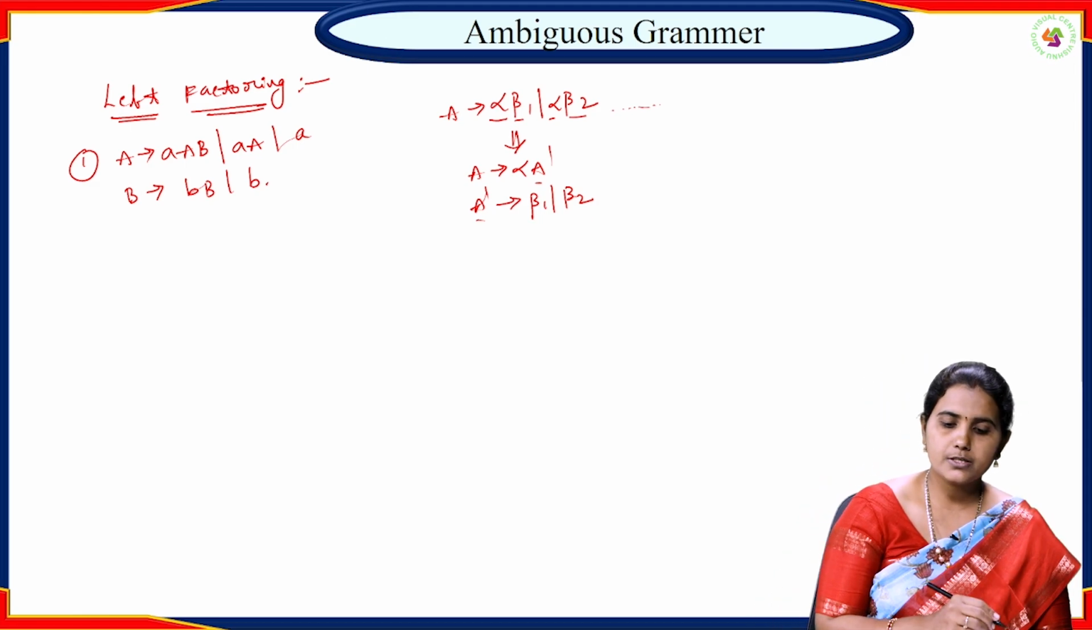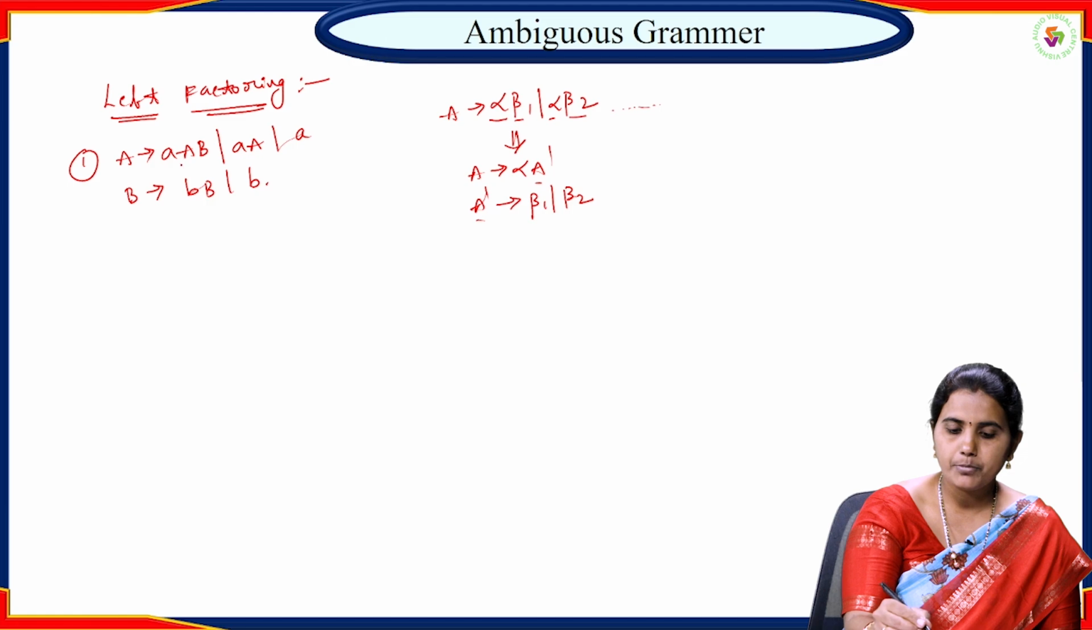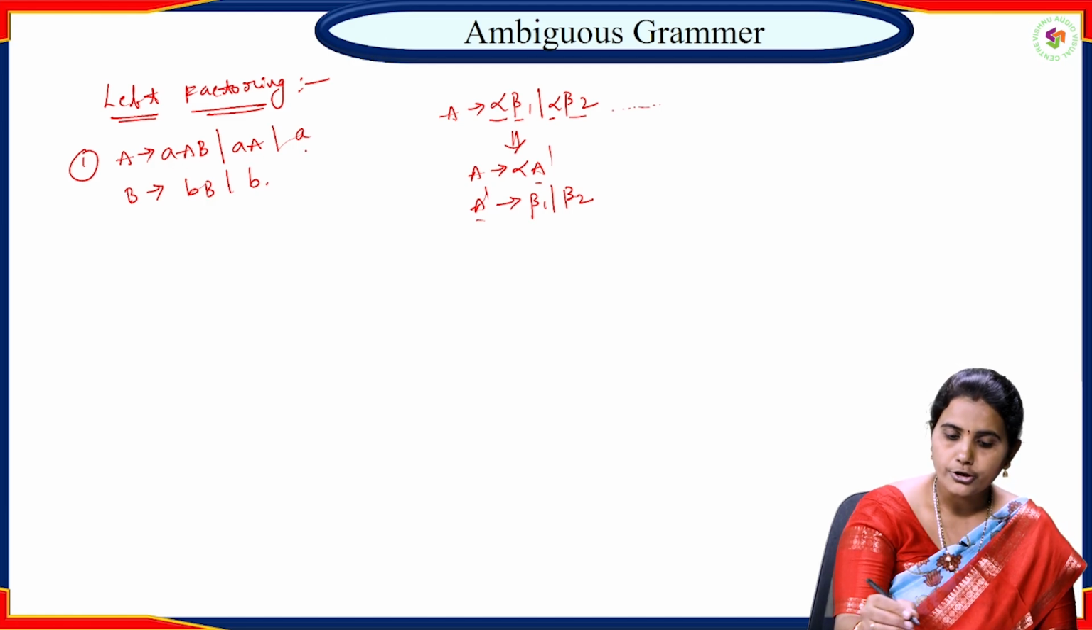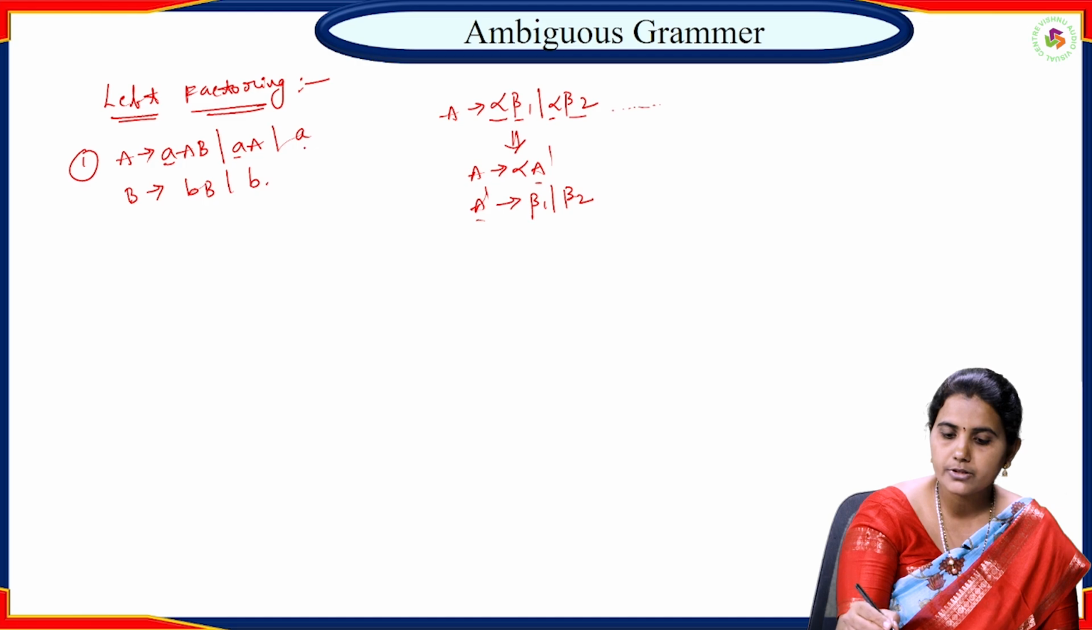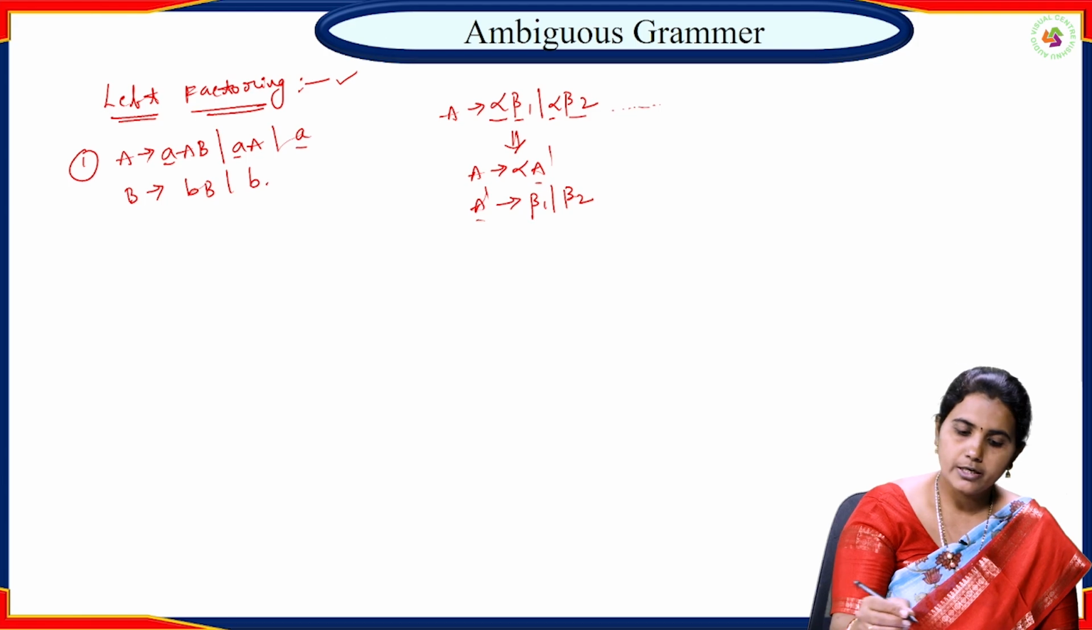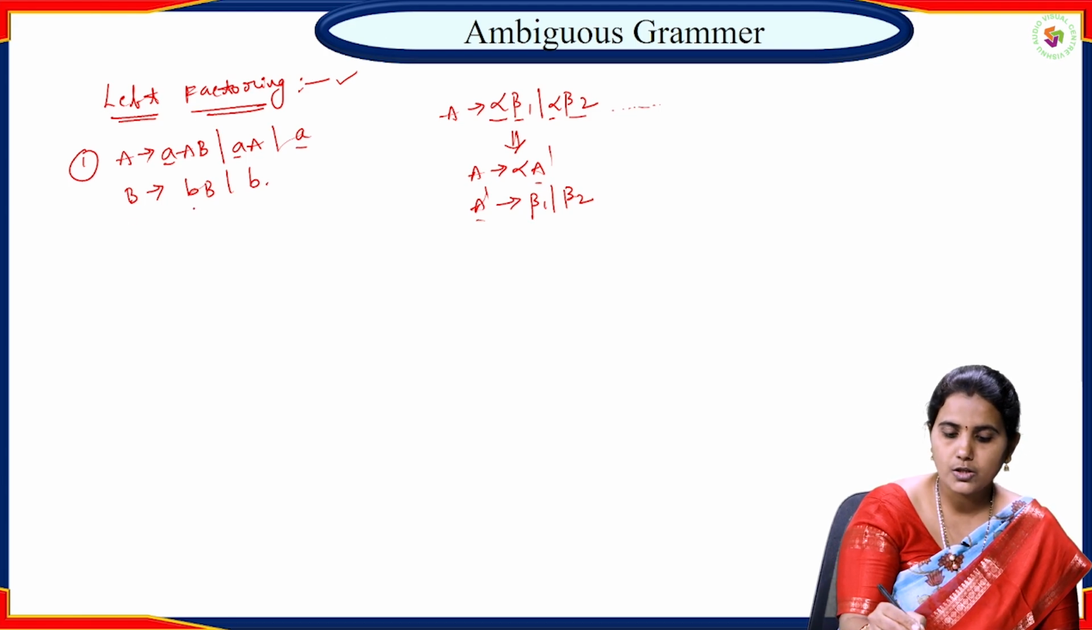Okay. Now go for the simple example. A implies A B, A, means your productions start with the same symbol, so now you are going to apply the left factoring method. Let us go for the second production also.